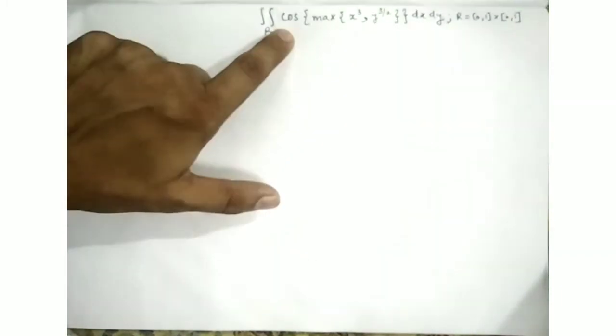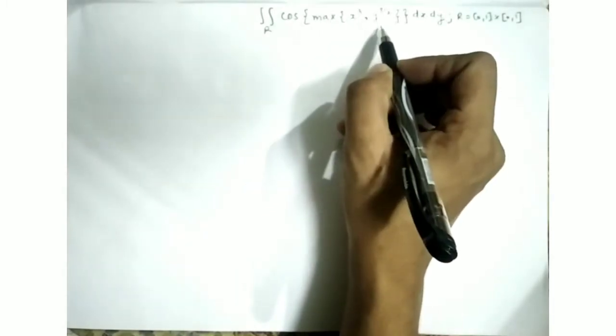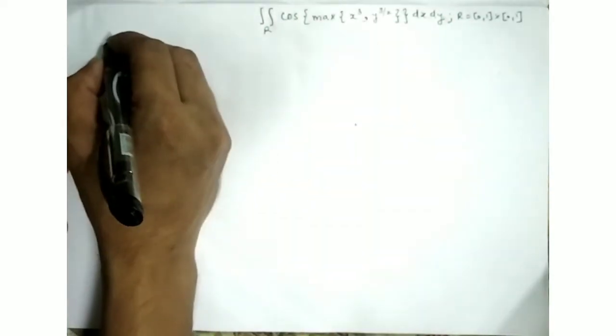We will split this integral into two different parts and try to evaluate. So let's consider case 1. These are the two cases: when the max function is x cube, this is the first case, and when the max function is y raised to 3 by 2, this is our second case. So, case number one.